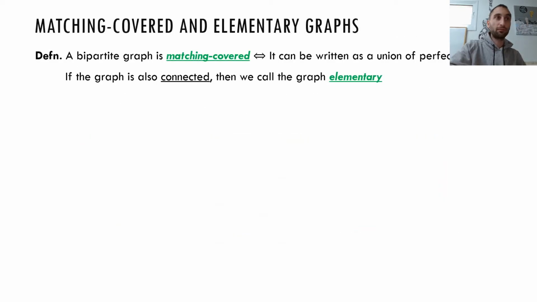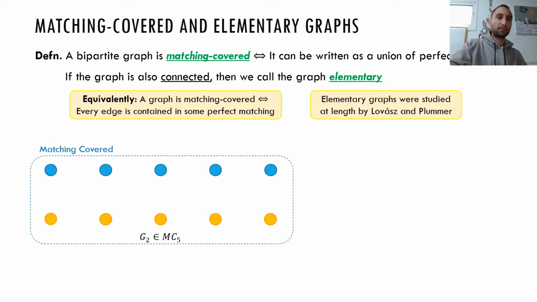Okay, so what exactly are matching covered and elementary graphs? We say that a balanced bipartite graph is matching covered if and only if it can be written as a not necessarily disjoint union of perfect matchings. In other words, this is equivalent to saying that every edge of the graph participates in some perfect matching. If this graph is also connected, then we say that the graph is elementary. The connected components of matching covered graphs, that is, elementary graphs, were studied at length by Lovász and Plummer, and even earlier by Hetyei. To better understand these graphs, let's take a quick look at one such graph.